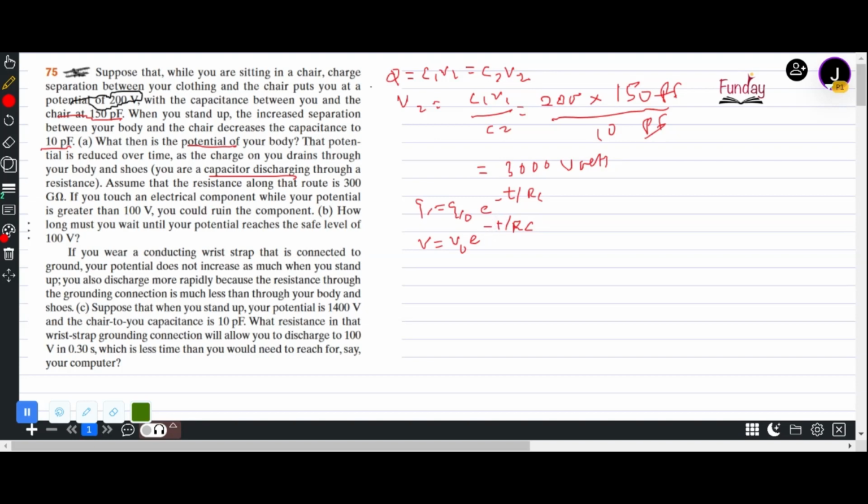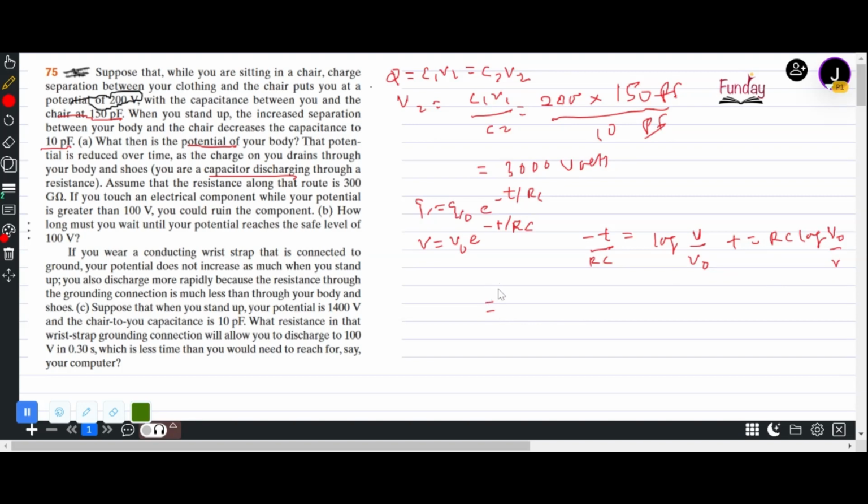Now we know the capacitor discharge equation. Q is equal to Q0 e to the power minus t by tau, which is the time constant RC. So we'll put these values, and then if we take a log on both the sides, we get that log of V over V0 will be minus t by RC. So t is going to be, if we cross multiply, RC log V0 over V, where V0 is the initial voltage. And using this we'll find out the time it takes for you to discharge to 100 volts.